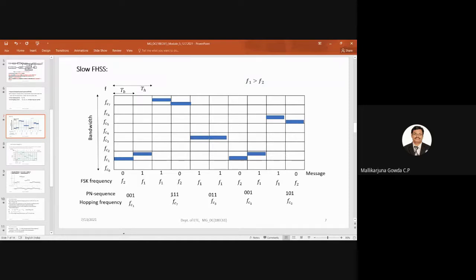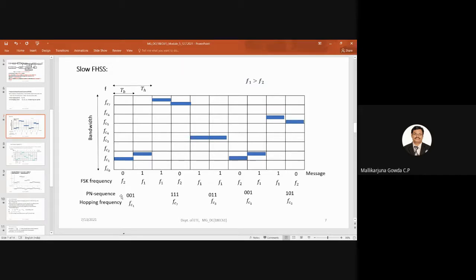So to understand that, I have taken one example, right? This is the PN sequence I have considered, with 3 bits. For that, I know when the PN sequence is 001, what frequency is going to be generated. That is FC1, I call. When it is 111, I call that FC7. Similarly, when it is 011, it is FC3. Then 001, I call this FC1, and 101 will be FC5. So these are the hopping frequencies I have.